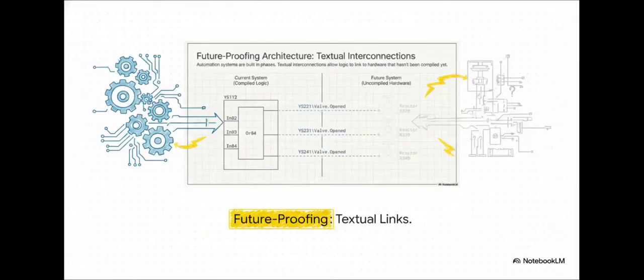And because this architecture is so strictly reliant on standardized logic rather than just hardwired physical buttons, it allows for some incredible future-proofing. Engineers can use something called textual interconnections. Notice how they can write logic on the left side of the screen that routes to hardware on the right side of the screen that literally hasn't even been built, installed, or compiled yet. The system just patiently waits for the hardware to exist, knowing the foundational logic is already perfect.